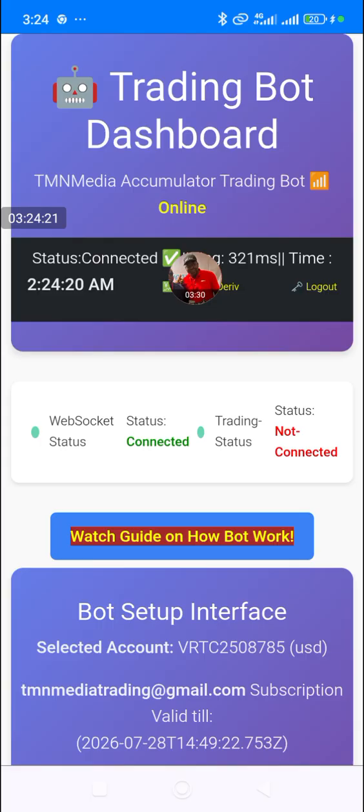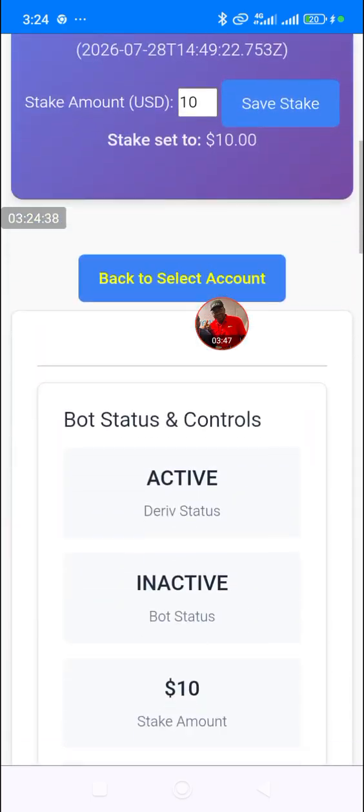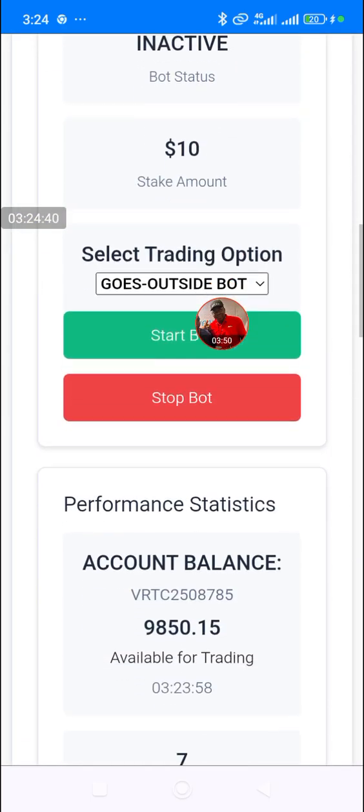Okay, you can see it has finished loading and it says connected with a green mark. Once you see that, you see our speed is okay for our internet. It's not too sluggish or slow, so we can trade with that. And this is also connected, so now we can go over to our trading section. Remember, we said we want to do GOESOUTSIDE.